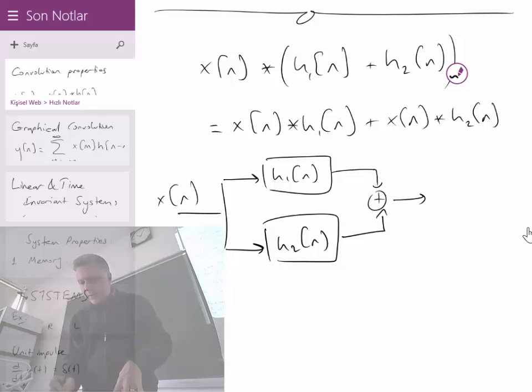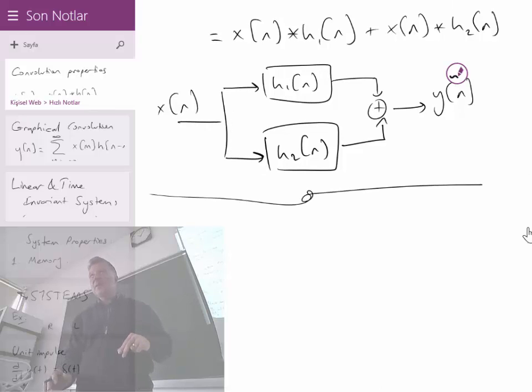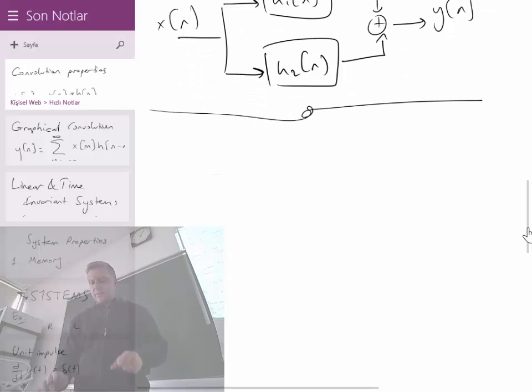This is x of n, and this is y of n. If therefore you have such a parallel system, then the effective impulse responses are term-wise added. Clearly, if this is one possibility, then there is another possibility that systems can be cascaded in a series manner.